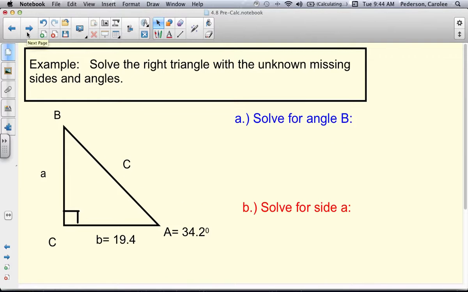Alright, the first problem isn't really an application problem, but it wants us to find the 3 missing pieces to this triangle. So we want to find angle B, side A, and side C, those lengths, using trigonometry. We give you that angle A is 34.2 degrees, side B is 19.4. And we can assume that C is our 90-degree measure, true? Who can tell me how do we find the measure of angle B?